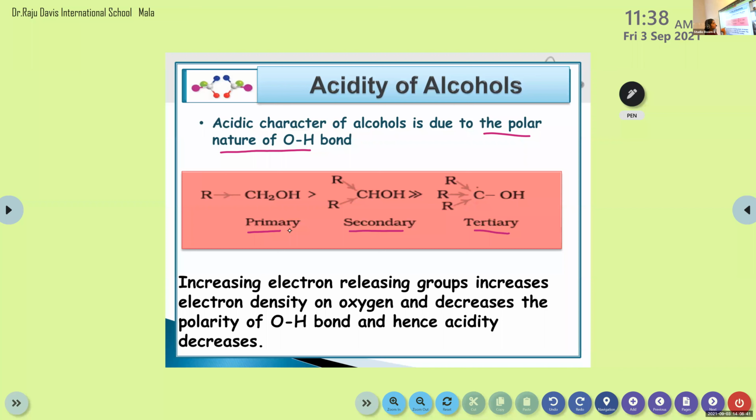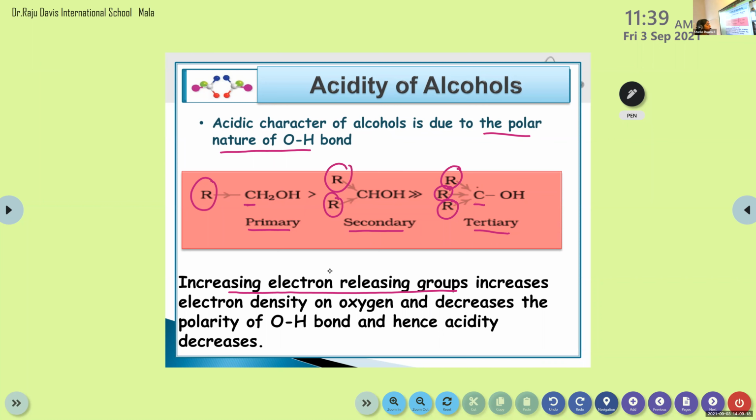In the secondary carbon atom, the carbon to which the OH group is attached contains 2 alkyl groups. It is considered as secondary. Then the third one, the carbon to which the OH group is attached contains 3 alkyl groups. It is considered as tertiary. So in the case of primary, secondary and tertiary alcohols, the increasing electron releasing groups, here the electron releasing groups are alkyl groups.